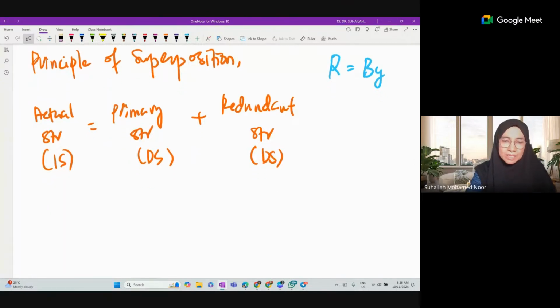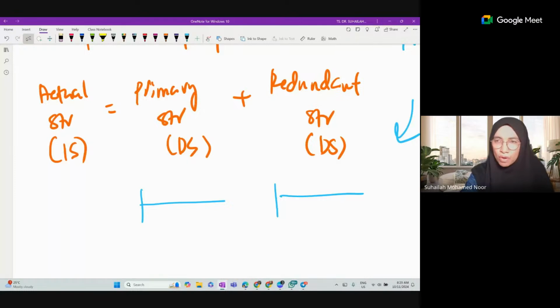So what happens is we will have the cantilever beam for both the primary beam and also the redundant beam, if BY is the redundant. What we need to focus on here is that the actual structure is the original one, the given question. Removing the redundant means we will have two determinate systems. One is called the primary structure, another one is called the redundant structure.